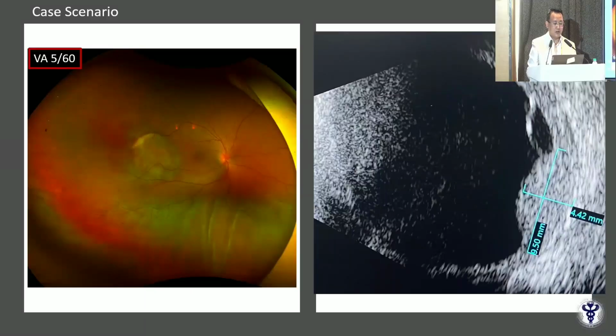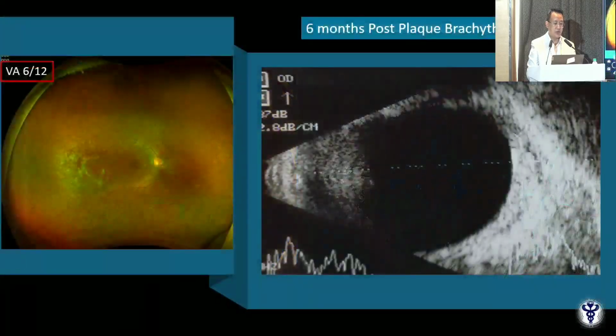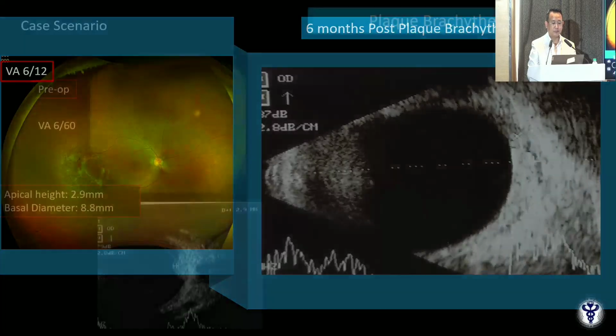Next, you have a lesion with larger choroidal thickness, 4.4, with hemangioma and inferior retinal detachment. So this case was subjected to plaque brachytherapy. You can see it very beautifully using a notch plaque. Vision has improved to 6/12, and the retinal detachment has settled very well.